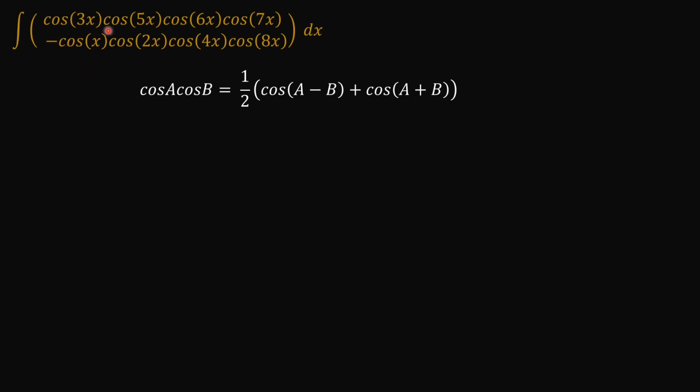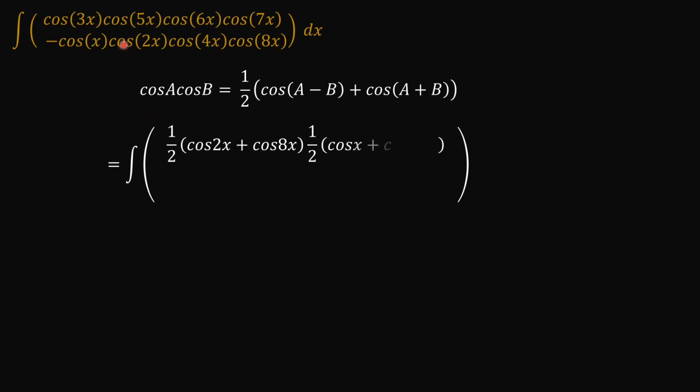If we look here, we'll start with the first two terms, cosine 3x and cosine 5x. That turns out to be half of cosine 5x minus 3x, which is cosine 2x, plus cosine 5x plus 3x, which is cosine 8x. And then cosine 6x and cosine 7x is half of cosine 7x minus 6x, which is cosine x, plus cosine 6x plus 7x, which is cosine 13x.